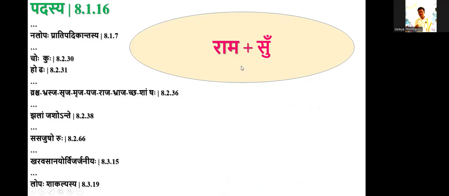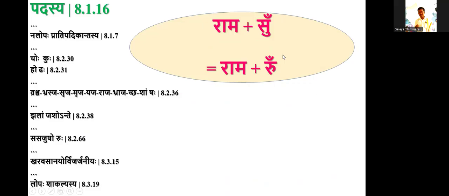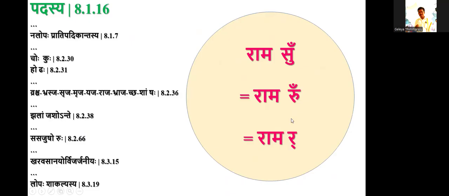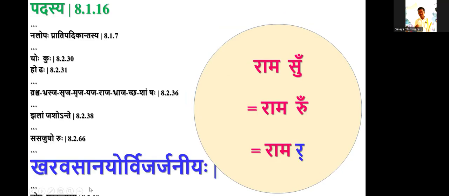Next we shall take this rama plus su, and by sasajushoruho we have ru. Here, since the Pratipadika ends with a swara, this will not get deleted. So here U, Anunasika U is the it, so that gets deleted. We have Repa. We have this sutra, Kar Avasanayor Visarjaniyaha. So the Anuvritti of Roho comes from the previous sutra.